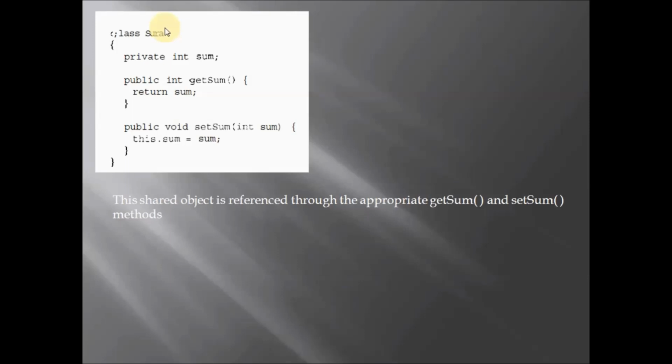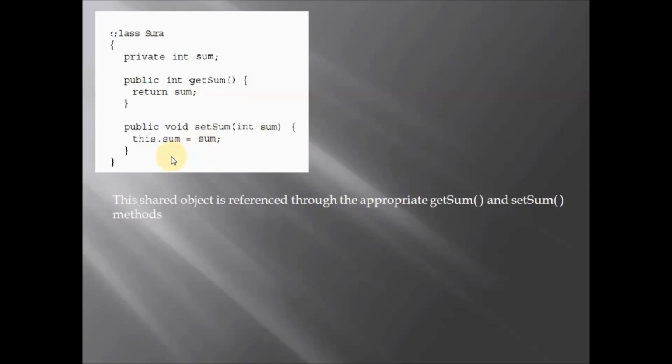Globally you can't use the variable here. That's why you are using a shared object here, sum. You are using a shared object, and you are using the methods get sum and set sum, because you have to fetch the value of the sum, right?